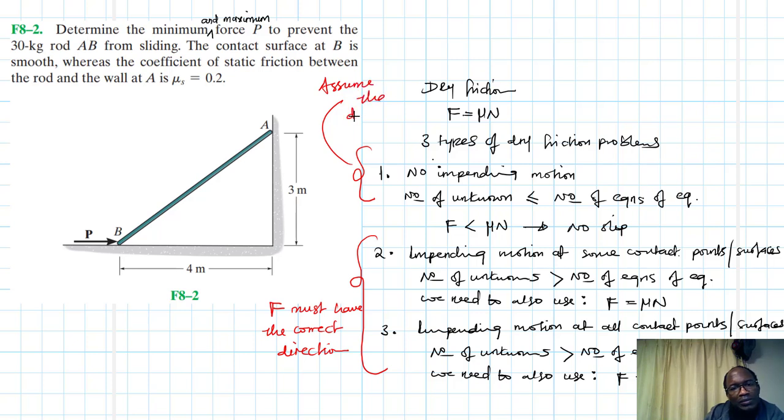Even when we assume the wrong one, we are going to get a negative value to correct that particular direction. In the second and third case, we don't have that luxury of assuming. We need to have the right direction. It's really very important. We are going to see in this problem what happens when we change the direction of our friction force, because I've deliberately indicated that I want us to calculate the minimum as well as the maximum value of P that will prevent the rod from sliding.